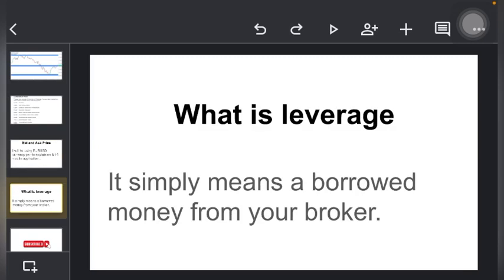Now we are going to the next concept. What is leverage? Now I simplify leverage to the lowest man's understanding. It simply means a borrowed money from your broker. Who are your brokers? Brokers are the people that give you license. They give you access to the financial market. They are the ones that you're going to open a trading account with. If you make any profits, they are the ones to pay your profits. If you lose, they are the ones to take your money. That is, the market has taken your money.